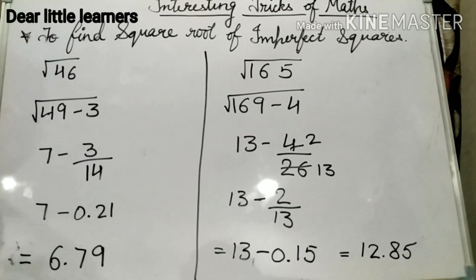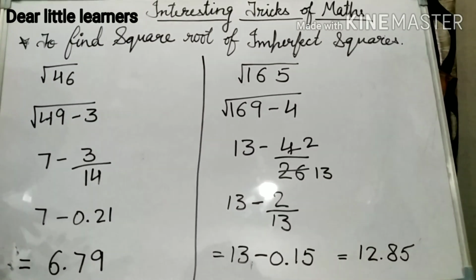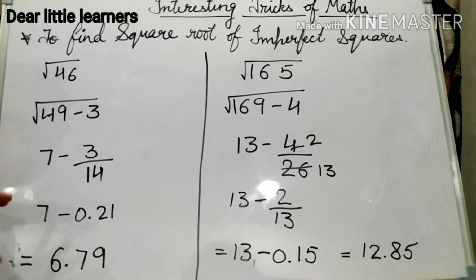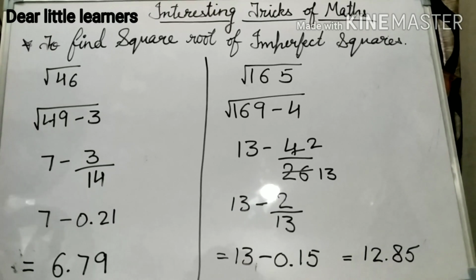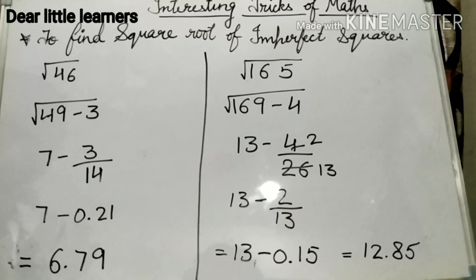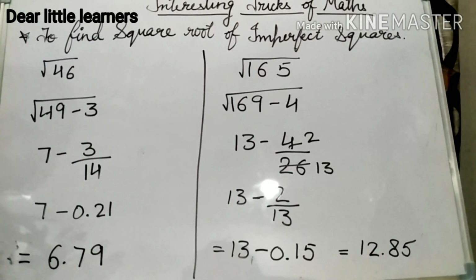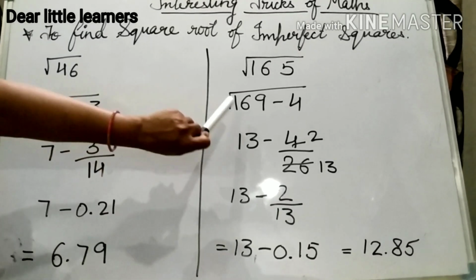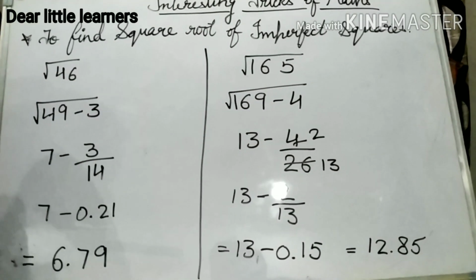Now I am showing you one more example. I have taken the number 165 and it is also an imperfect square. For finding the square root, we have to take a number which is nearest to 165 and also a perfect square. So I have taken 169, because 169 is a perfect square of 13. So I have taken 169, and we can also write 169 minus 4.